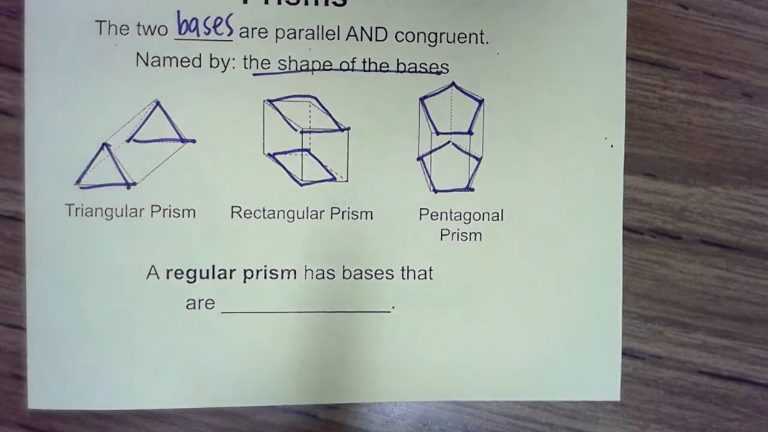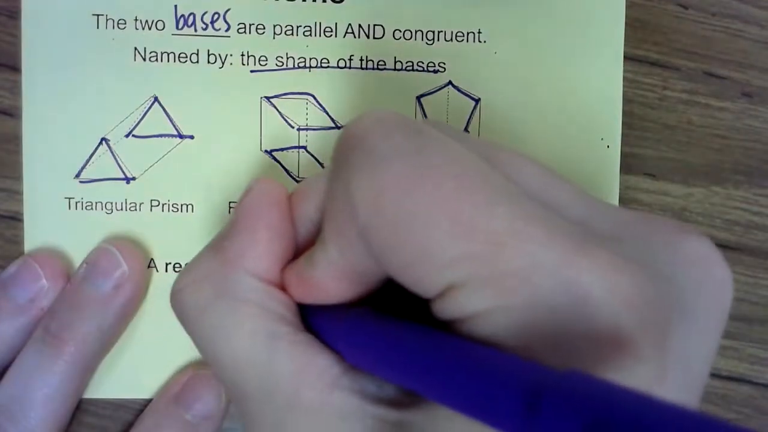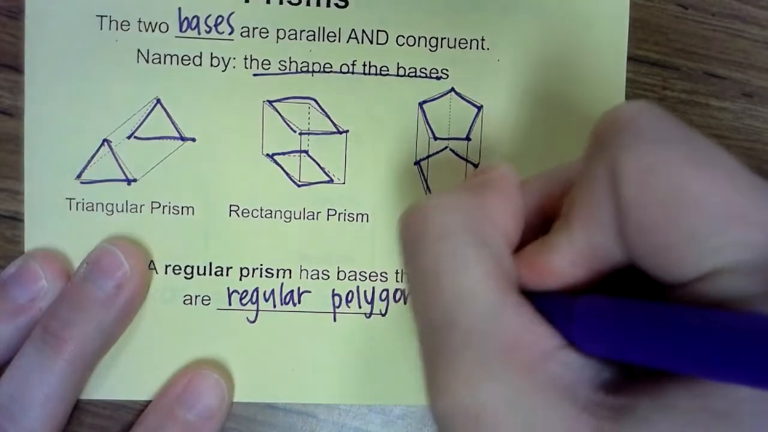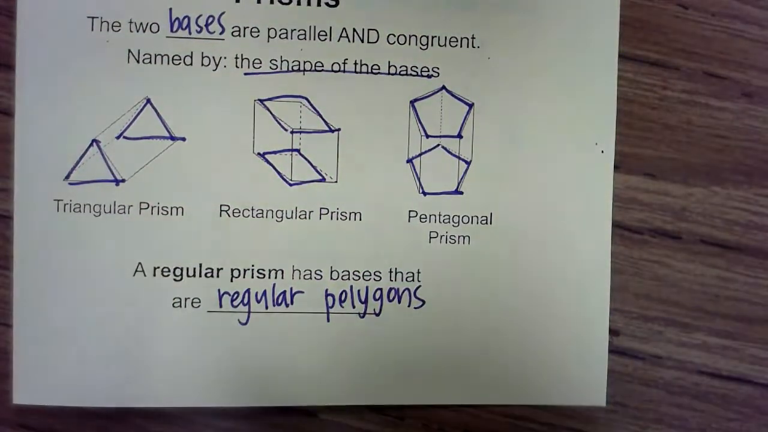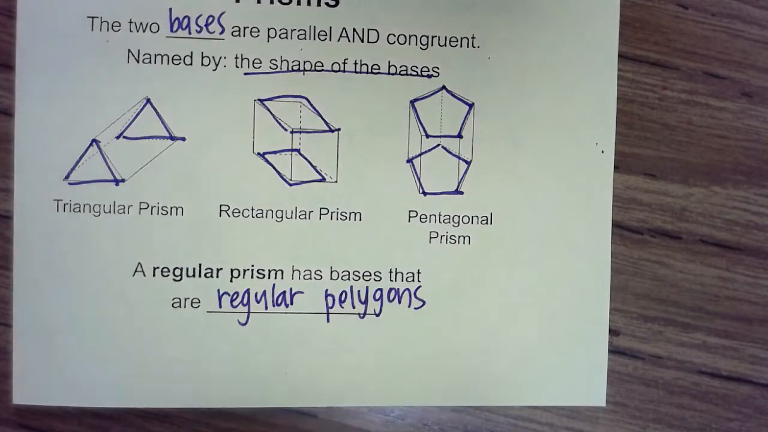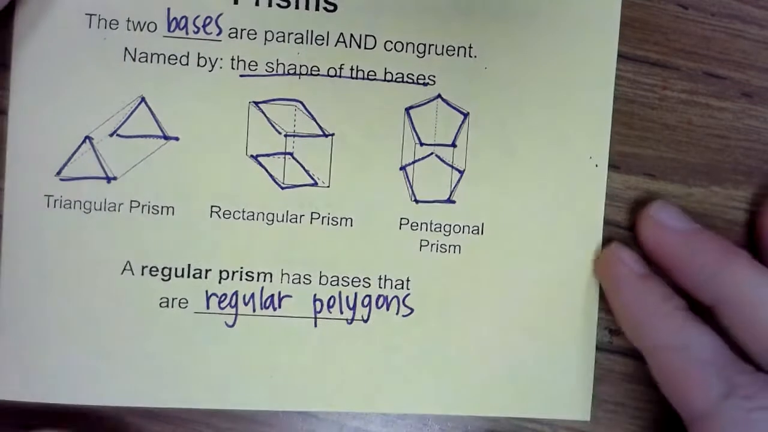A regular prism is going to have bases that are regular polygons. We talked about regular polygons in our last video. They have those three things. They have to be convex, they have to have all congruent sides, and all congruent angles. Okay. All right, moving on.